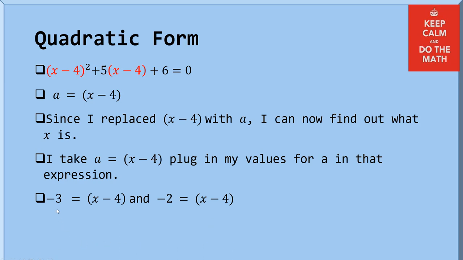So one answer was negative 3. So that replaces a. Negative 3 equals x minus 4. And the other a I solved gave me negative 2, so I plug that in for a, and I have negative 2 equals x minus 4. All I have to do is solve for x in both these equations, so I would drop the parentheses, do a little algebra. So for x, I'm actually going to get 1 and 2 as my actual answers.